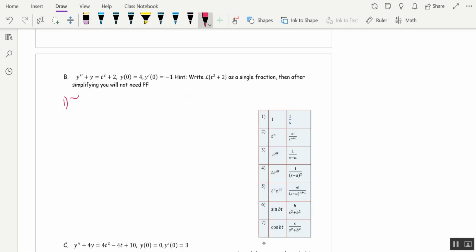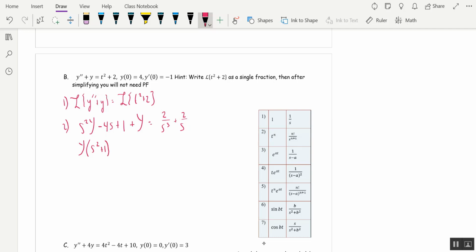Let's start by taking L of both sides. So L of y double prime plus y is equal to L of t squared plus 2. Now we're going to compute those Laplace transforms and then solve for big Y. So this gives us s squared big Y minus 4s plus 1, plus big Y, is 2 over s cubed plus 2 over s. Now factor big Y out of the terms on the left, s squared plus 1. So we have big Y times s squared plus 1.